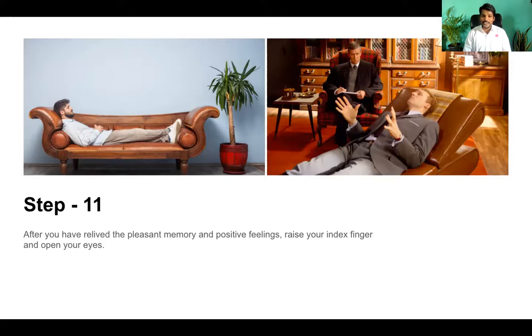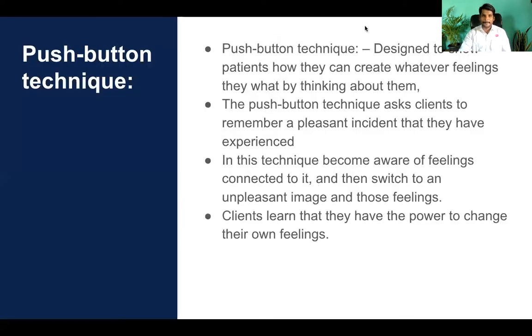they feel more positive feeling. Once they are done, they have to raise the fingers and open the eyes. So when you look at that, it started from the positive feeling, then negative feeling, and again positive feeling. When you do so, here you can see two positive feelings and one negative feeling, and the person feels more comfortable. That is called the push button technique.